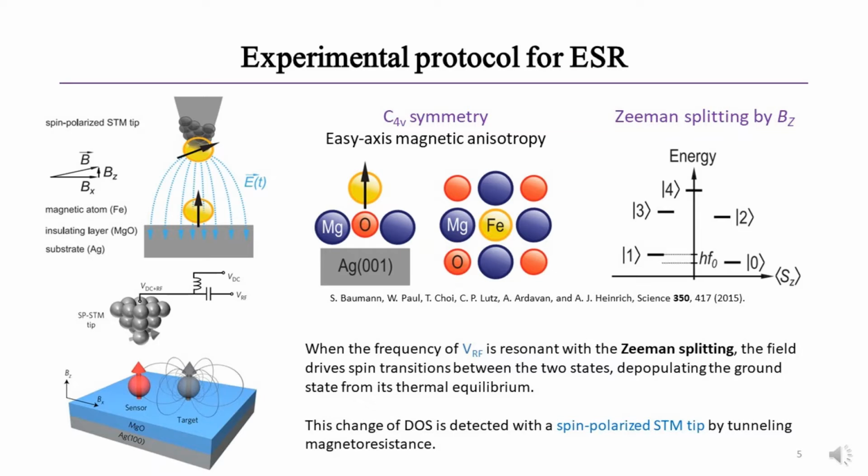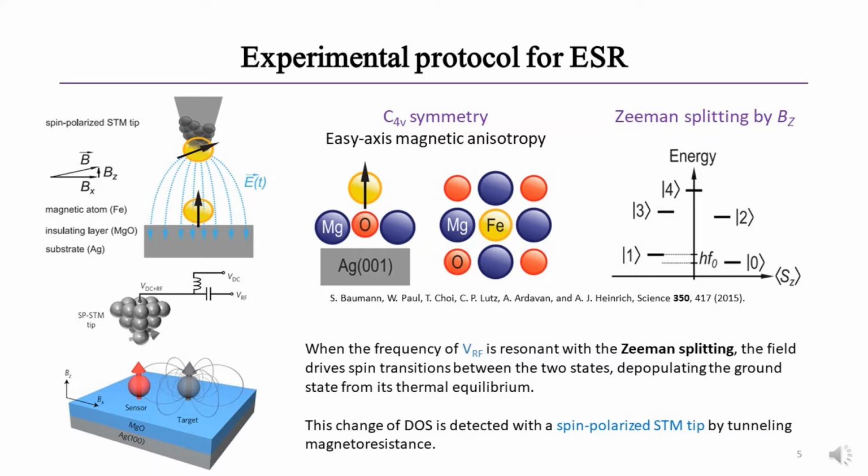When the frequency of the RF voltage is resonant with the Zeeman splitting, the field drives the spin transition between the two lowest states, here state 1 and state 0, and in this way depopulates the ground state from its thermal equilibrium. This change of the density of states is detected with the spin-polarized STM tip by the tunneling magnetoresistance. The DC voltage is used to measure the tunneling magnetoresistance of the tunneling junction with the STM tip.